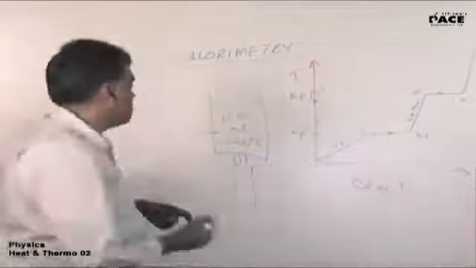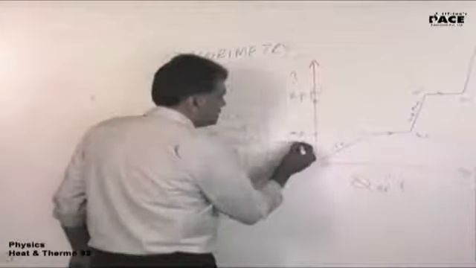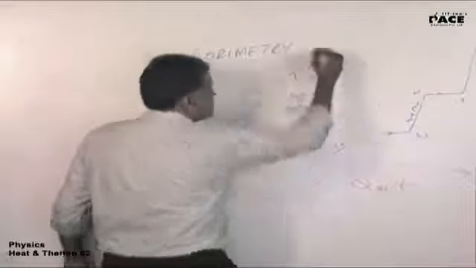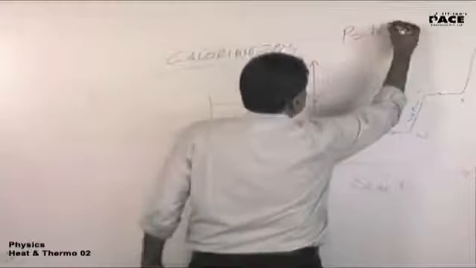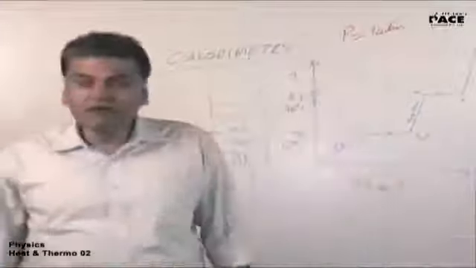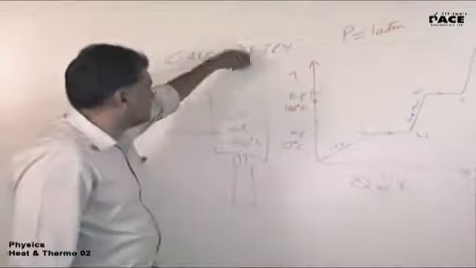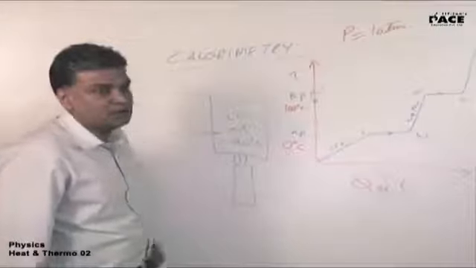Now, the melting point is 0 degree centigrade, and boiling point is 100 degree centigrade, if the pressure is 1 atmosphere. We are dealing with the pressure as 1 atmosphere. That's why you kept the vessel open, so 1 atmosphere pressure will act there.